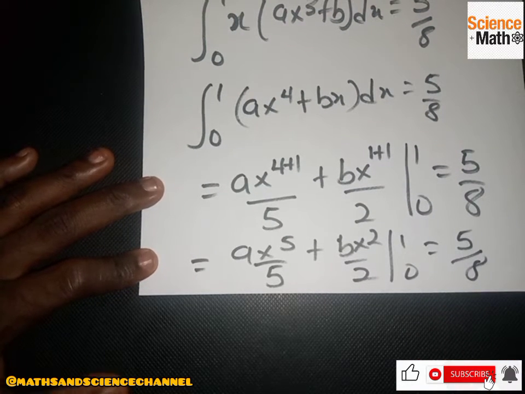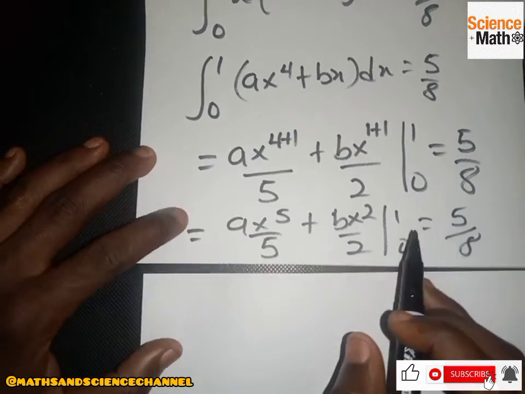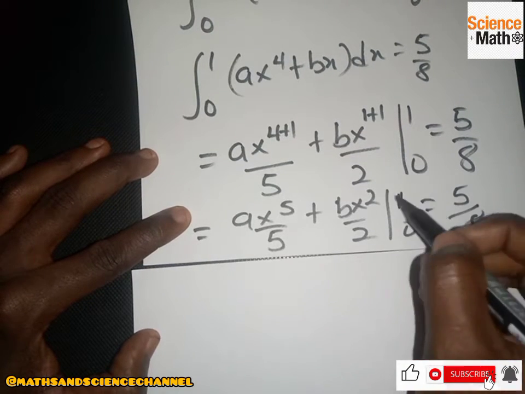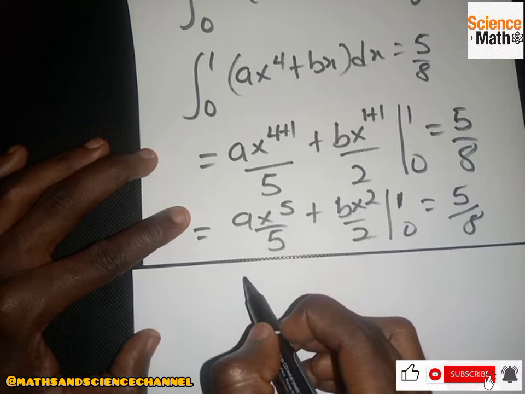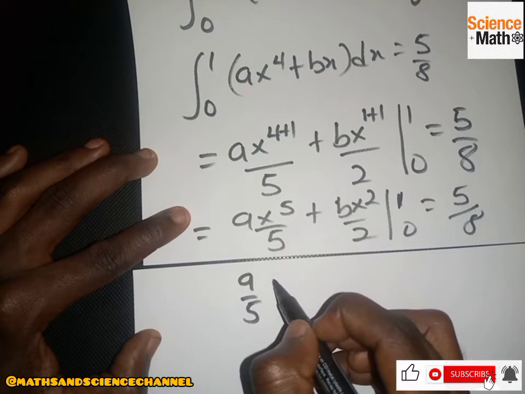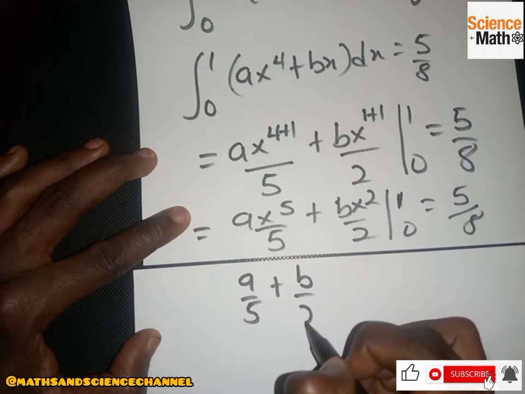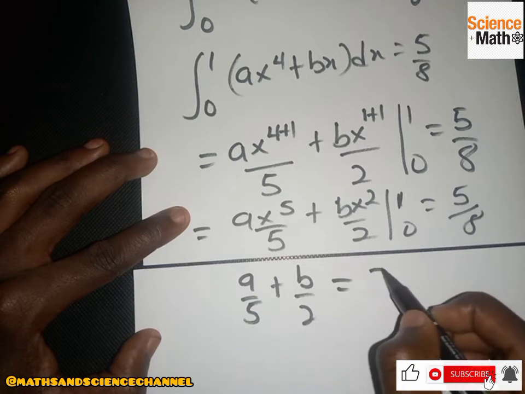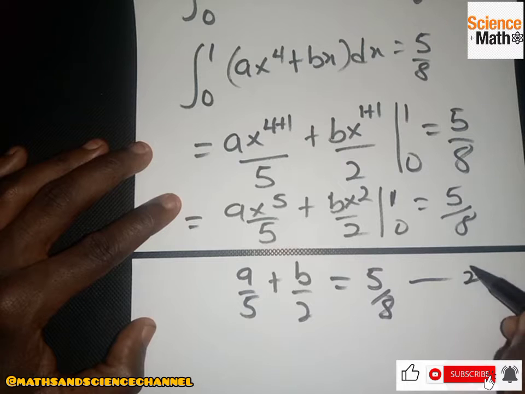In that same way, when we substitute 0 into it, it goes away. So let's solve for this part. Now, just substituting 1 into it, we just have a over 5 plus b over 2, right? Now the rest goes to 0, being equal to 5 over 8 in this case. So call this one equation 2, right?